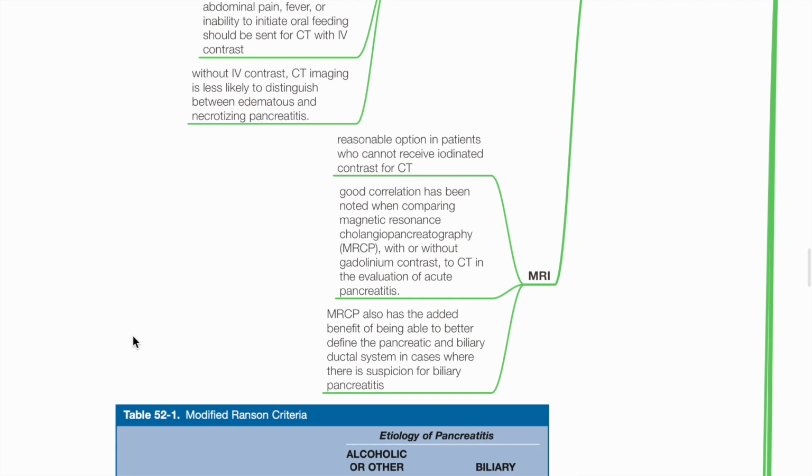MRI is a reasonable option in patients who cannot receive contrast for CT scan, with good correlation between MRCP and CT scan in the evaluation of acute pancreatitis. MRCP also has added benefit in better defining pancreatic and biliary ductal systems in suspected biliary pancreatitis.